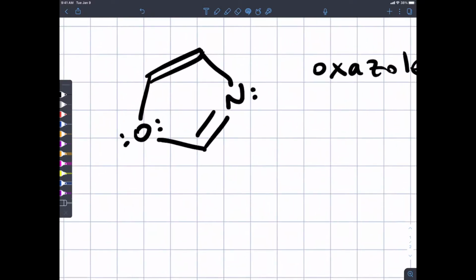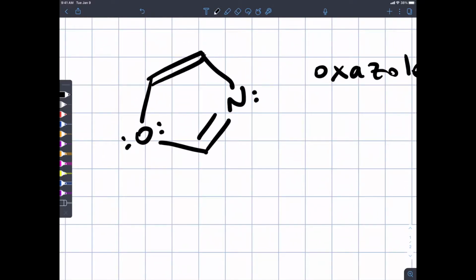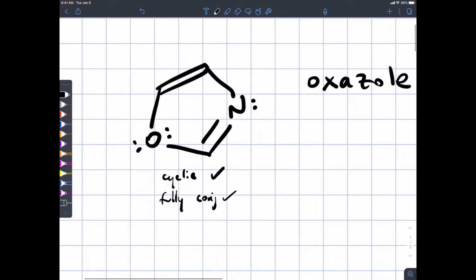So let's talk about which pi electrons count. This is cyclic. Check, and it's fully conjugated. That is, you have atoms in the ring, each of which has a p orbital that can align with the other p orbitals in the molecule. But let's see if it has the right number of pi electrons. We're going to count the electrons in the conjugated pi bonds, 2 and 4.